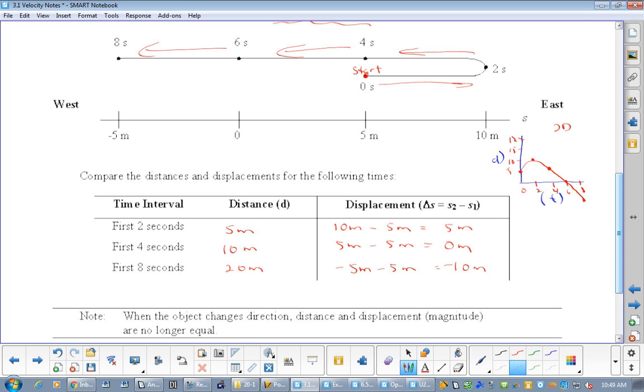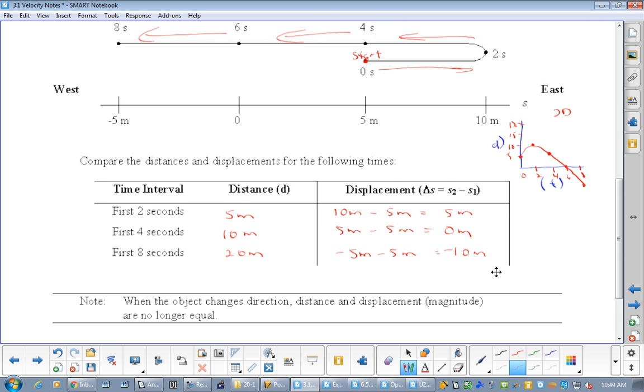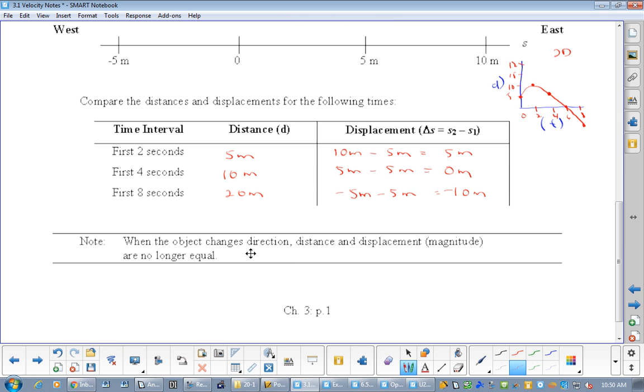This is where we would be. This is a one-dimensional graph. This is a two-dimensional graph. We're not doing any of this right now. I'm just showing you the difference between a 1D and a 2D graph, because the 1D is actually newer for students. They're usually used to the 2D. Note when an object changes direction, distance and displacement are no longer equal. I think we displayed that by that example.